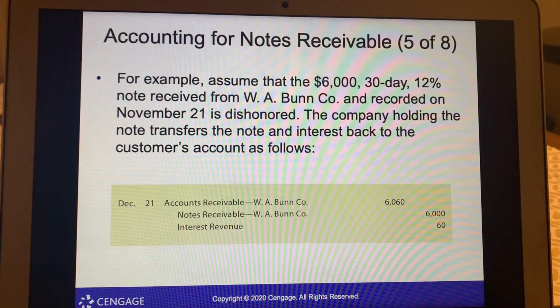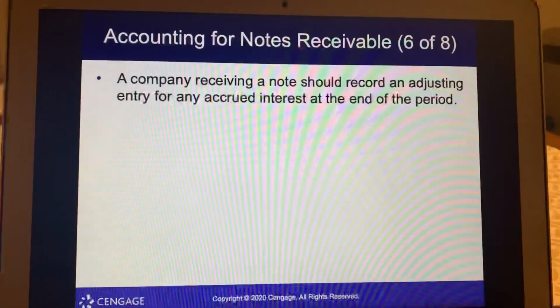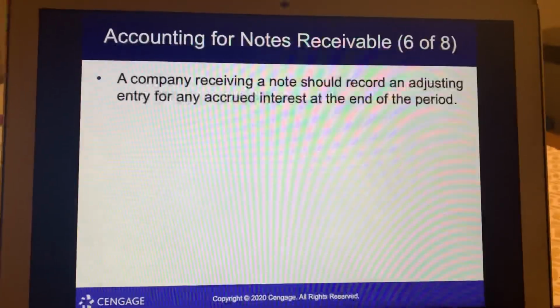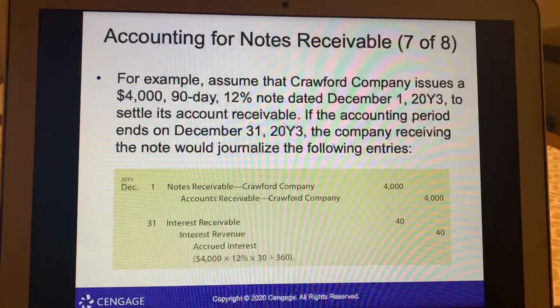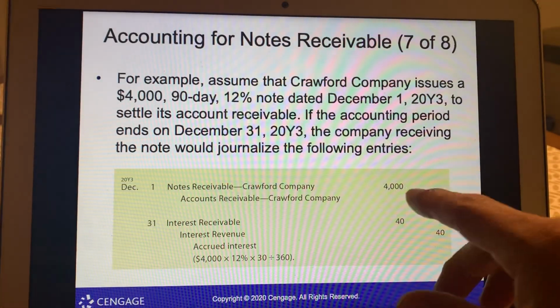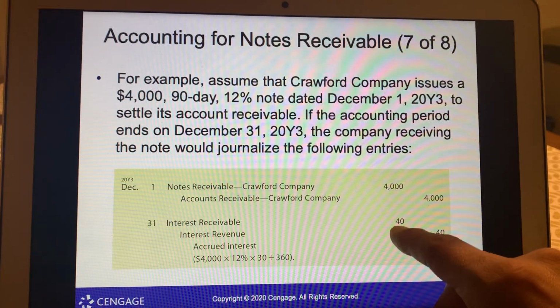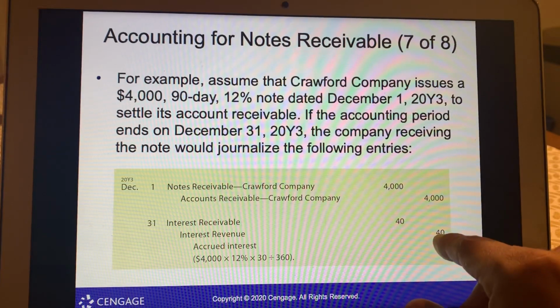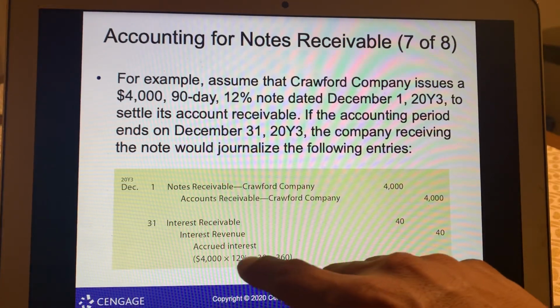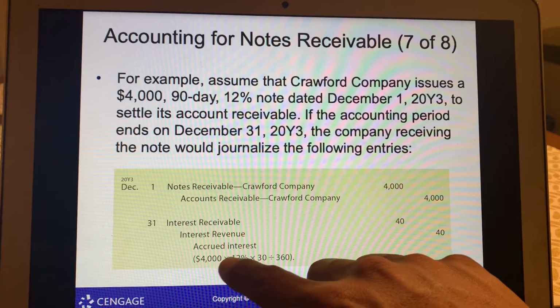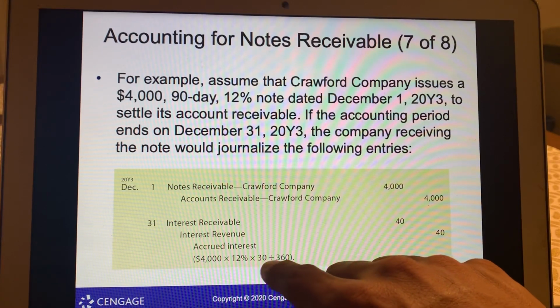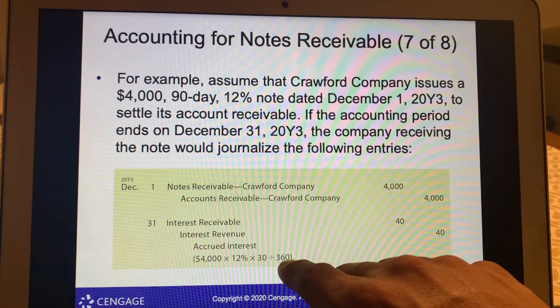Okay. And let's see, a company receiving a note should record an adjusting entry for any accrued interest at the end of the period. So here's what this looks like. So again, note receivable, $4,000. This is a different one. 90-day note, 12%, interest receivable of $40, interest revenue, $40. So here's our interest, how we got it, 4,000 times 0.12 times 30 divided by 360.